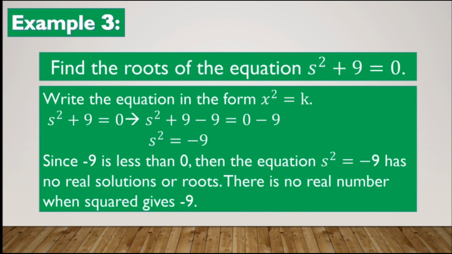Example 3. Find the roots of the equation s squared plus 9 is equal to 0. Write the equation in the form x squared is equal to k. In order for us to do that, we have to add the additive inverse of positive 9, which is negative 9, to both sides of the equation. So we have s squared plus 9 minus 9 is equal to 0 minus 9. S squared is equal to negative 9. Since negative 9 is less than 0, then the equation s squared is equal to negative 9 has no real solutions or roots. There is no real number that when squared gives negative 9.